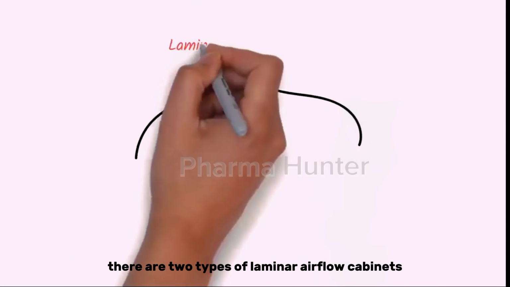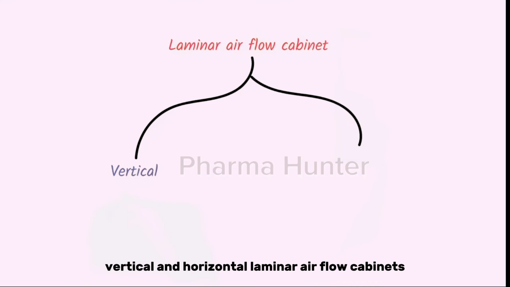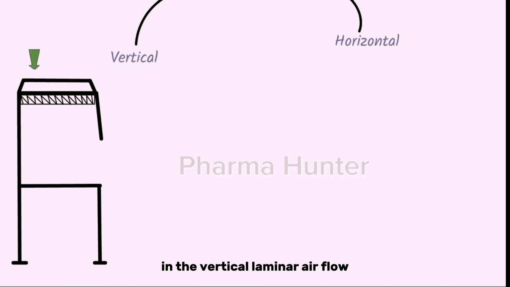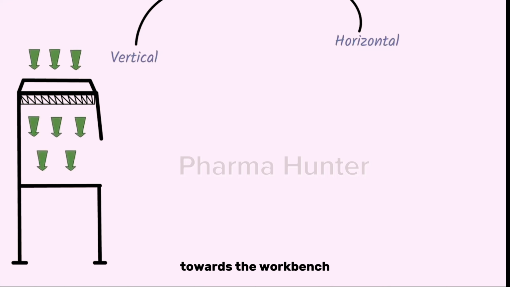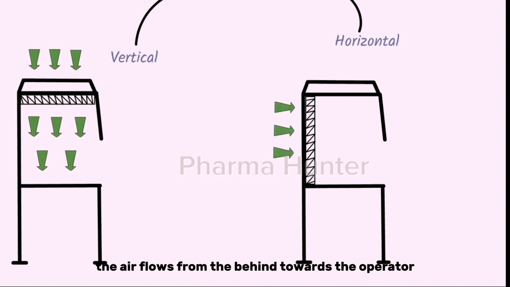There are 2 types of laminar airflow cabinets based on the direction of the airflow: vertical and horizontal laminar airflow cabinets. In the vertical laminar airflow, air moves from the top of the cabinet towards the workbench. Similarly, in the horizontal laminar airflow, the air flows from behind towards the operator.